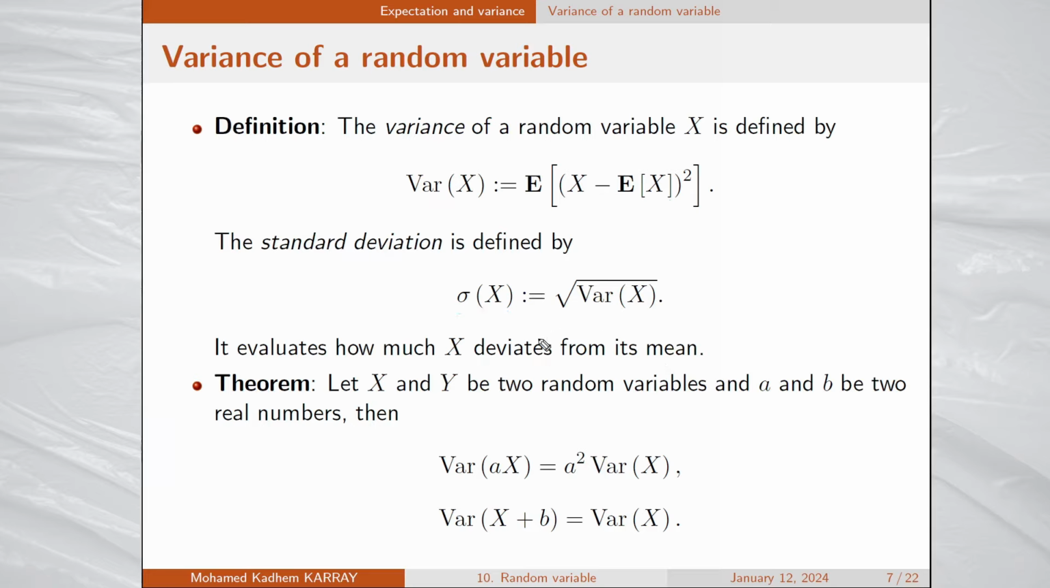Now here are the basic properties of the variance. Let x and y be two random variables and a and b be two real numbers. Then the variance of ax equals a squared times the variance of x. Keep in mind that when you pull a number outside the variance, a square appears. Now, the variance of a random variable x plus a constant b equals the variance of x. So adding a constant to a random variable does not modify its variance.